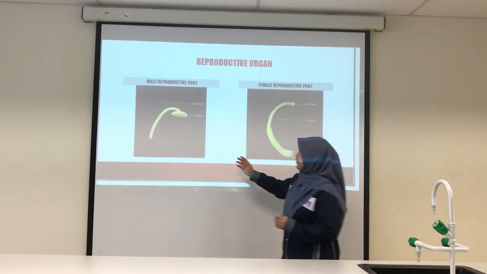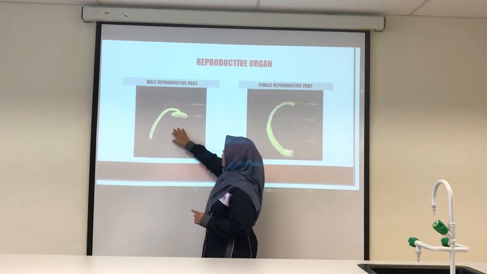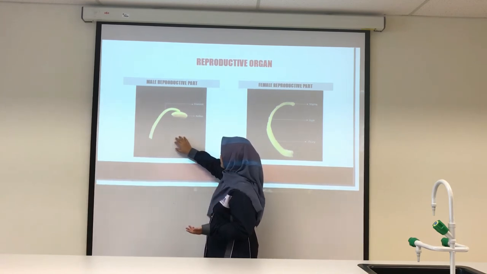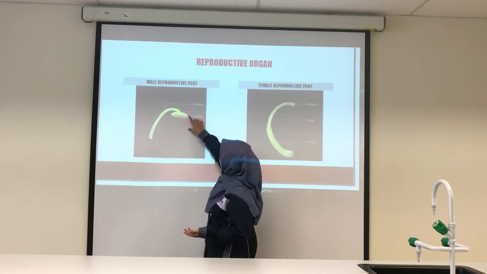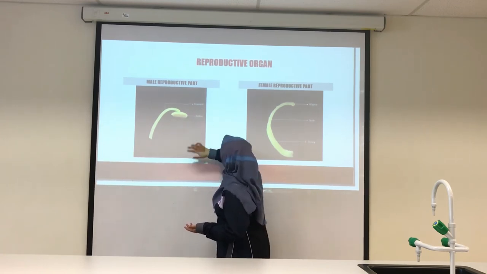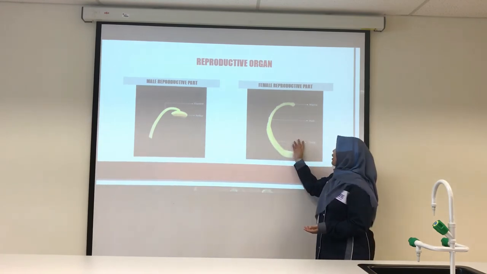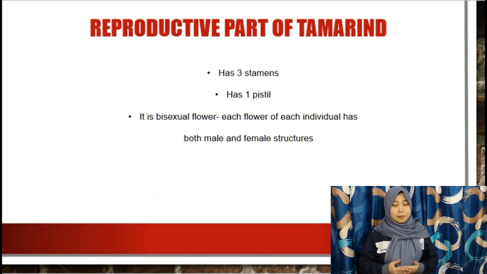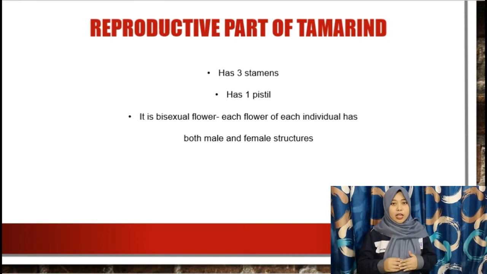We have observed the male reproductive part under the dissecting microscope. We can see that they consist of filament and anther, while the female reproductive part consists of stigma, style and ovary. The flower is a monoecious plant, which has male and female in each flower. In this flower, it has 3 stamens and 1 pistil.